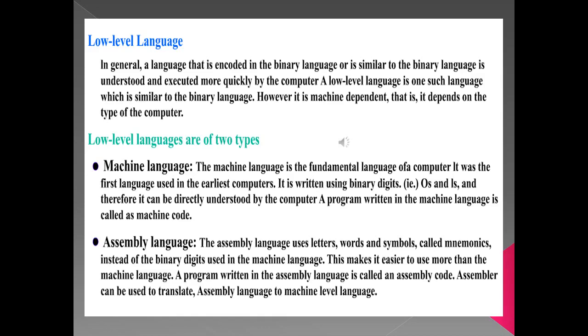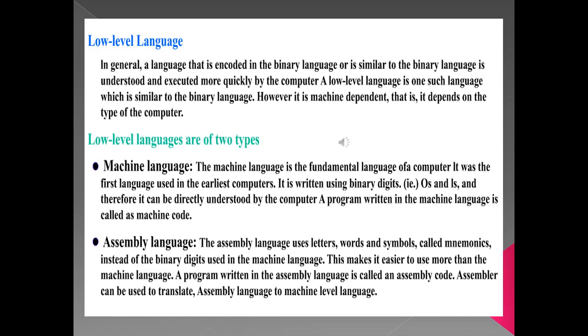Generally, the low level language is machine dependent because it mainly depends on the computer. Low level languages are of two types. One is machine language, another one is assembly language. The machine language is the fundamental language of a computer. It was the first language used in the earliest computers because it contains only digits, zeros and ones. So the computers can easily understand the binary language. The program written in machine language is called machine code.